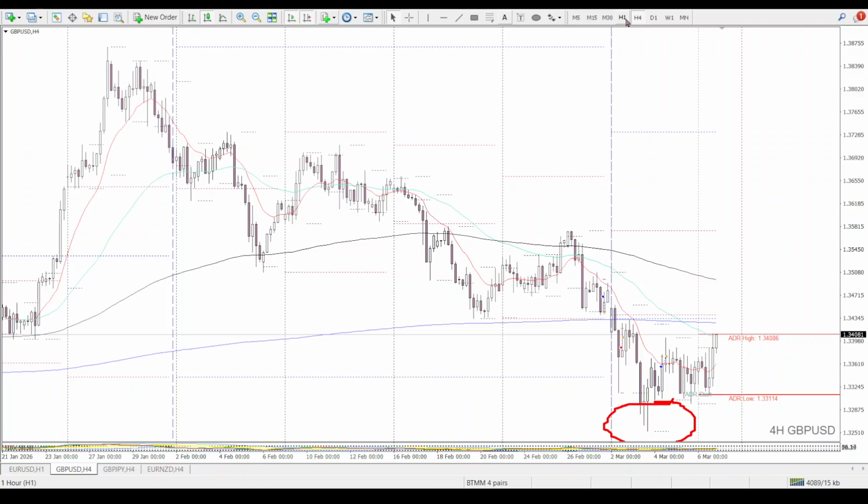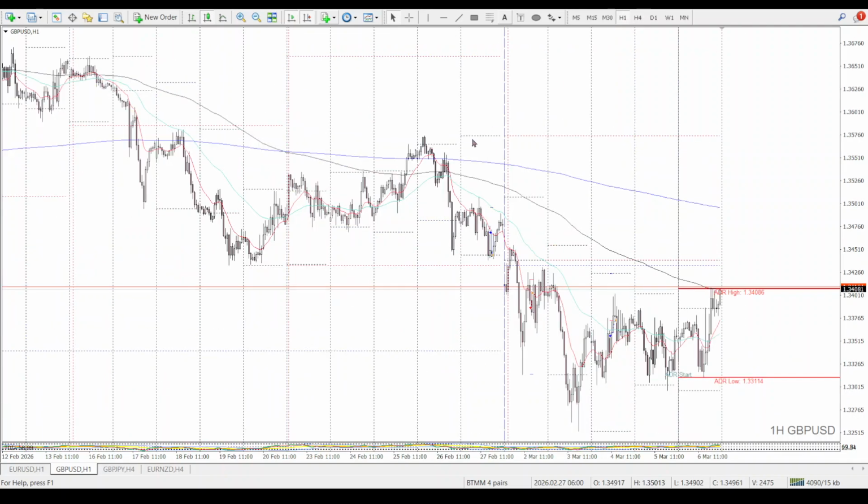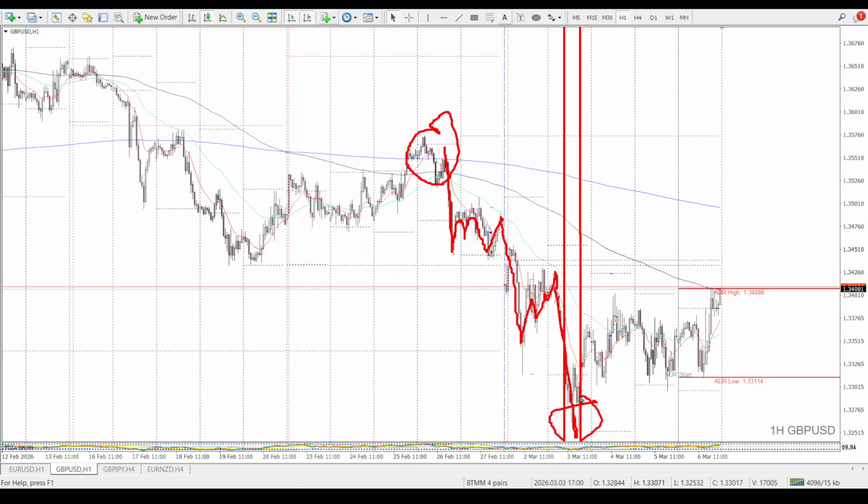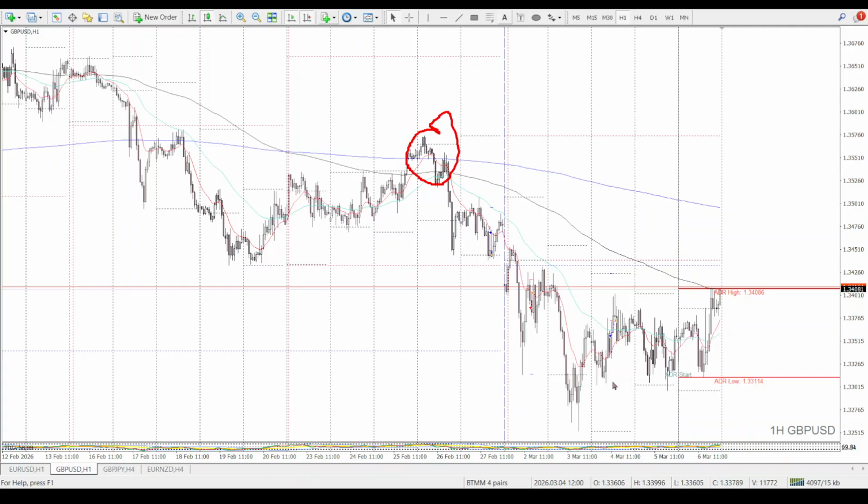So if we go to the H1, again, I'm looking for the structure. We started the down cycle, or the selling cycle, from here. So for me, it was accumulation. Then we accumulate here. We went down, we distributed, accumulated again, we expanded, and this was for me the low of the week. So the idea is now to look for a point where I can buy.